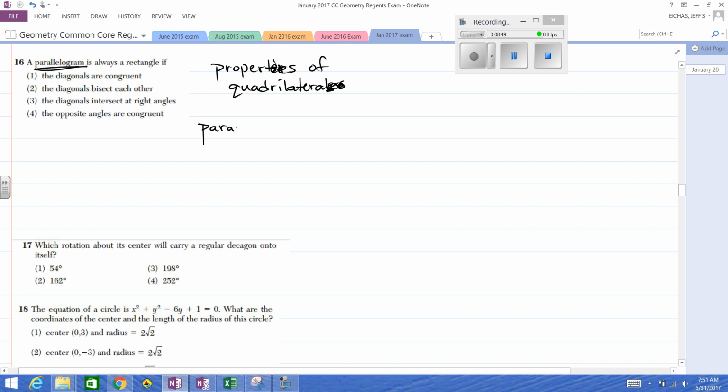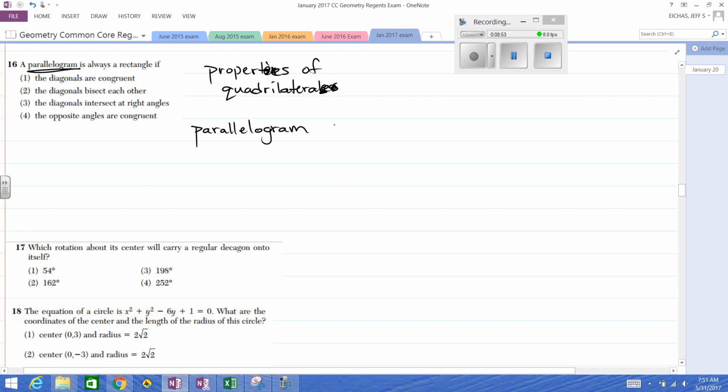Take the properties of a parallelogram and give it something special so that we can upgrade to a rectangle. Which of these choices would upgrade a parallelogram to a rectangle? The diagonals bisecting each other? No, because parallelograms already have that feature. Diagonals intersect at right angles?